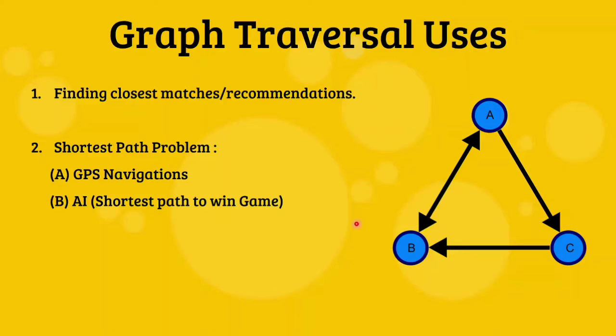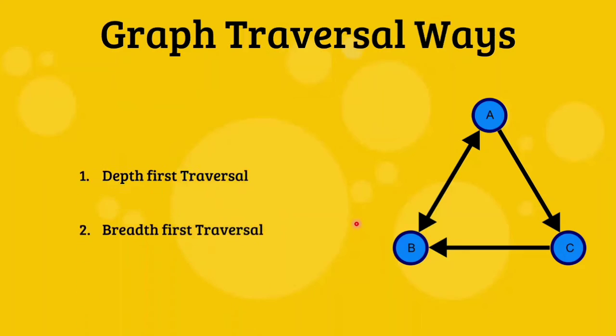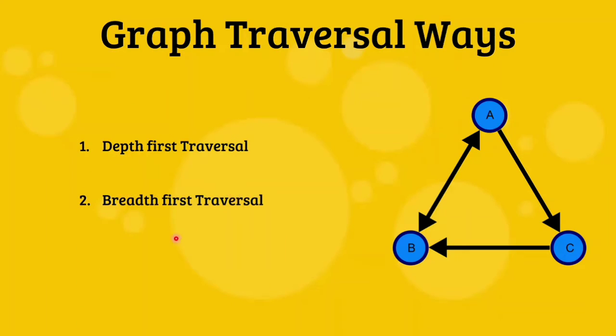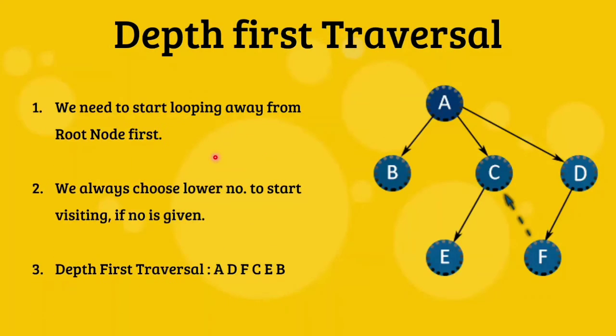Then by how many ways can we travel inside a graph? For that, we have depth first traversal and breadth first traversal. Let's begin with depth first traversal first. Here, we need to start looping away from the root node. So here we have the root node. We will start looping away from the root node as deep as possible. And we always choose the lower number to start visiting if a number is given.